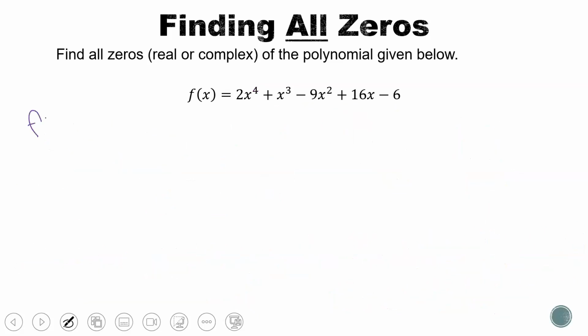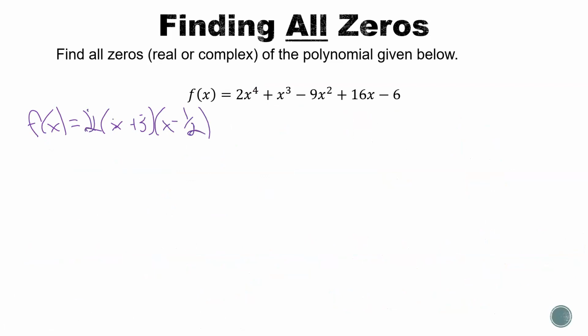Once again, write out the function we're dealing with. So f of x equals 2 times x plus 3 times x minus 1/2. Okay, and I apologize that that's all wonky there. And then here we have the x squared minus 2x plus 2.